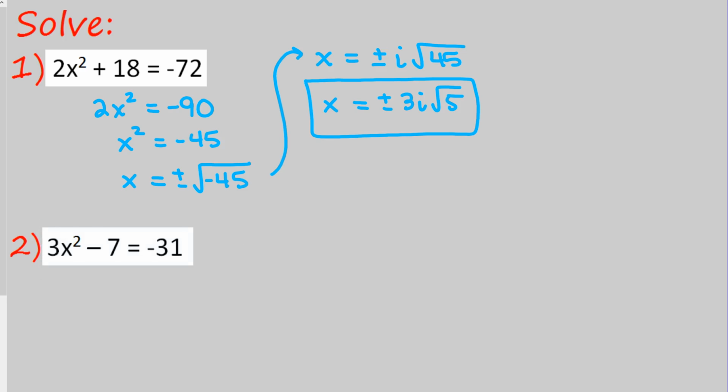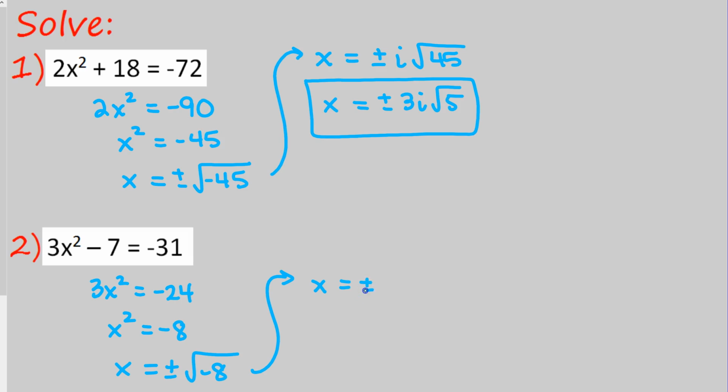Okay, now let's give this one a try, and you might just want to pause, try it yourself, and then resume and see how you did. So we're going to add 7 to both sides, and that gives us 3x squared equals negative 24. Divide both sides by 3, so x squared equals negative 8. Square root, so x equals plus or minus square root negative 8. And then simplify that radical, x equals plus or minus i square root 8, so x equals plus or minus 2i square root 2.